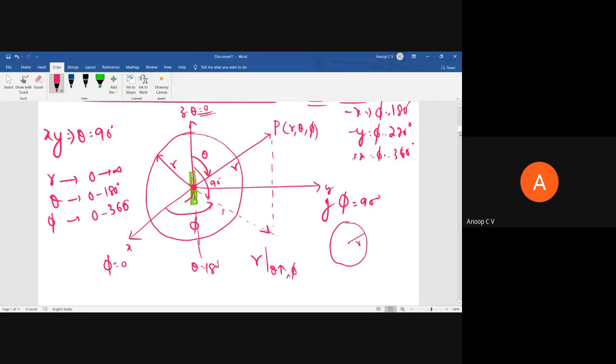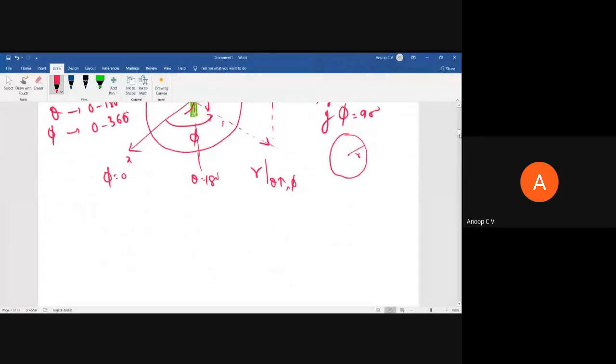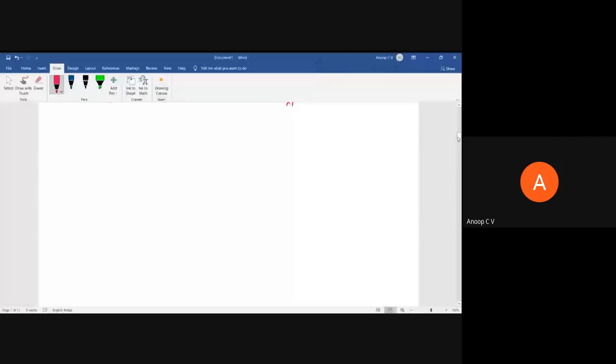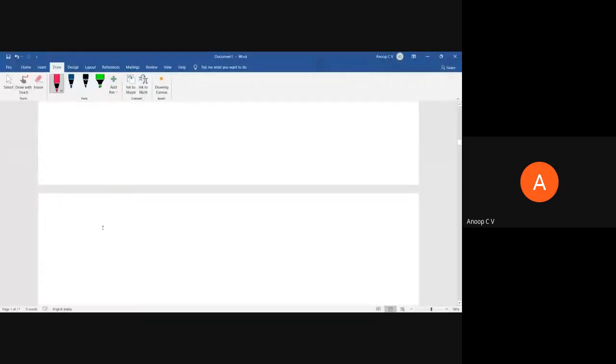I'll show you a typical radiation pattern of an antenna. So maybe I should, yeah, one second.